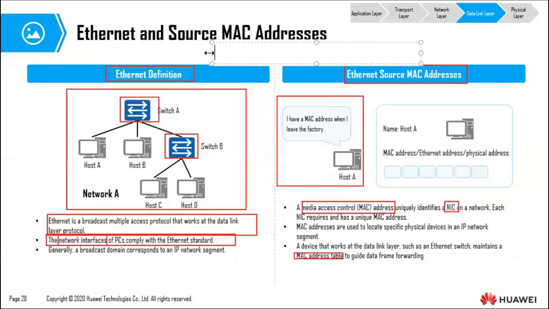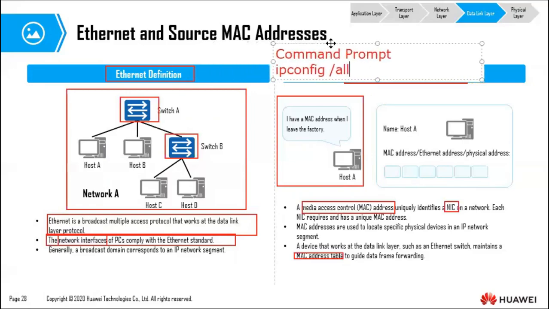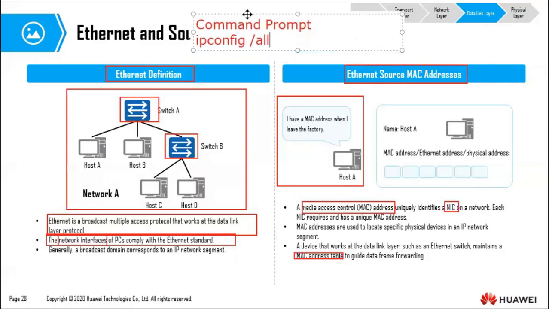You can go to CMD, the command prompt of your computer. Then you type the command ipconfig /all. You should be able to see all the MAC addresses of that particular computer you have.